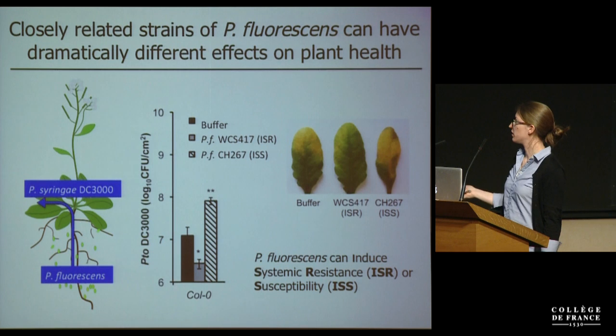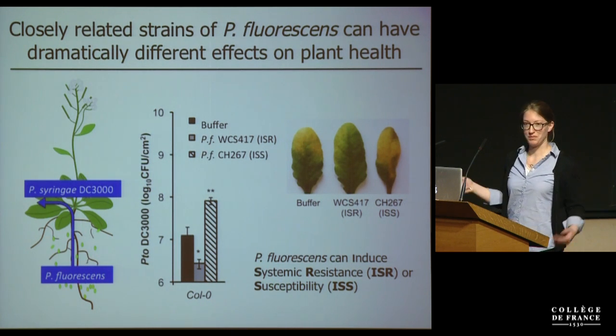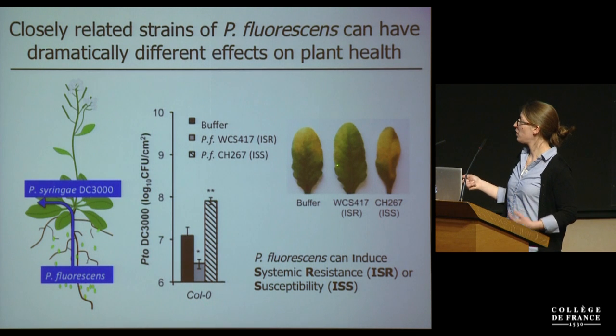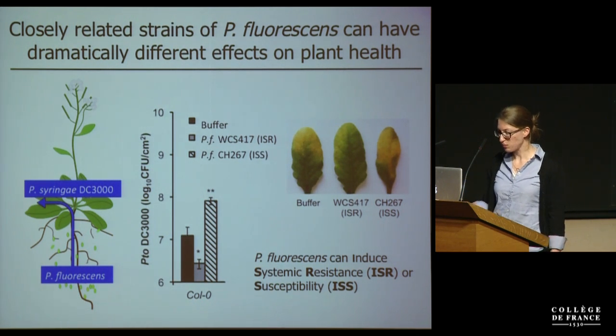And if you actually just look at the leaves, it's pretty obvious. Buffer-treated plants get some disease symptoms, this chlorosis. If you treat with these ISR strains, you can see the leaves look greener, they look better, and with ISS strains, you see significantly more disease.